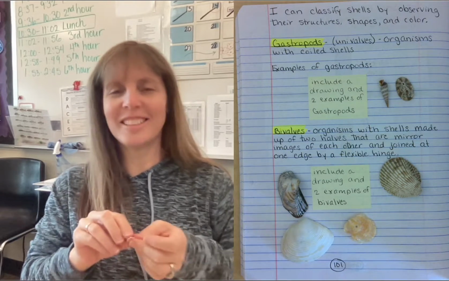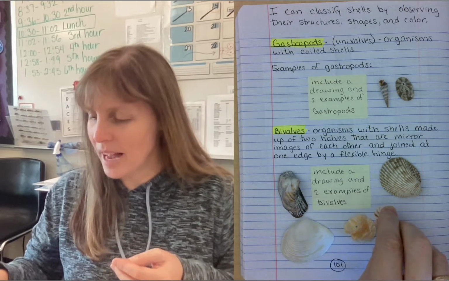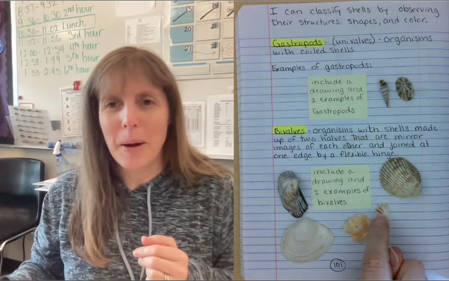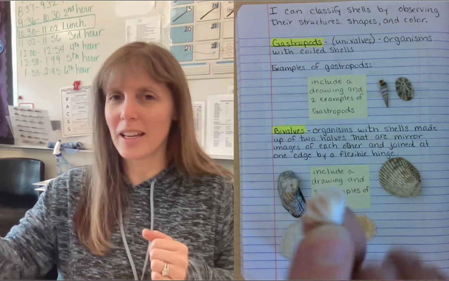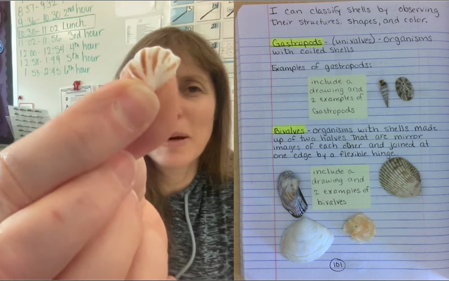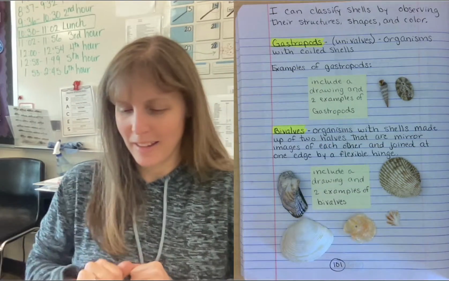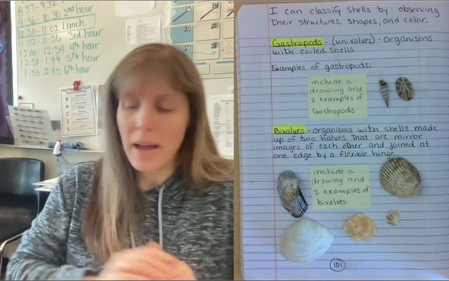And this one is so cool. It's probably my favorite. It's in the same class as these two, but it's called a kitten's paw. Do you see how it looks like a kitten's paw? This camera is better. It looks like a kitten's paw. Kind of cool, huh?